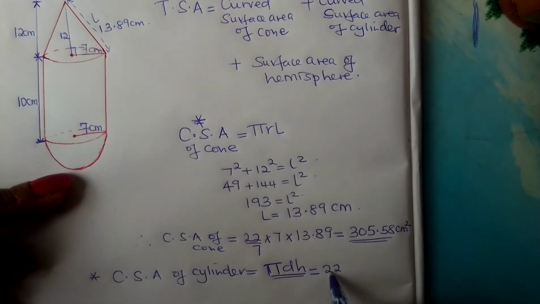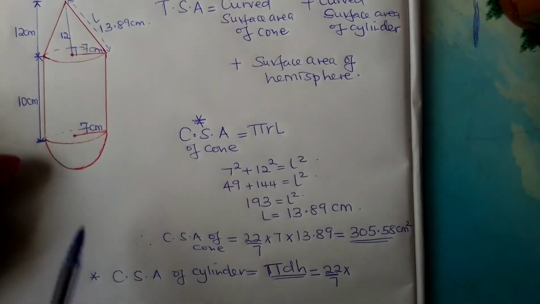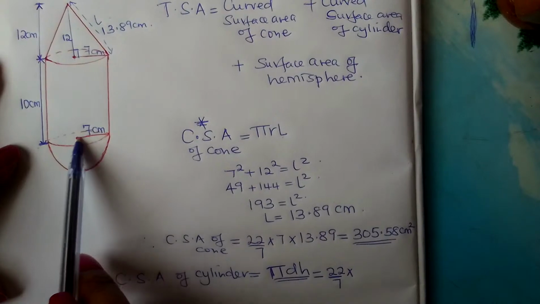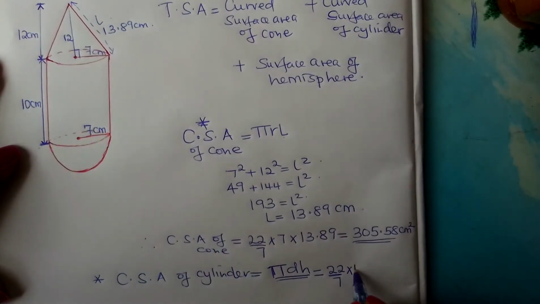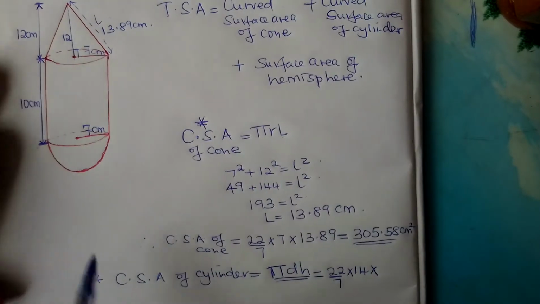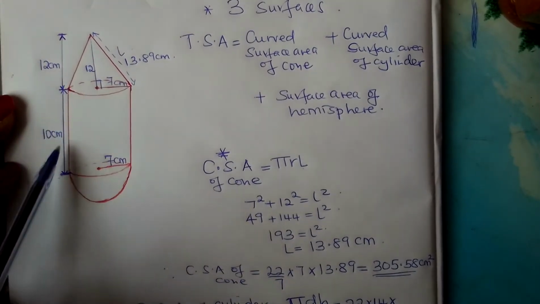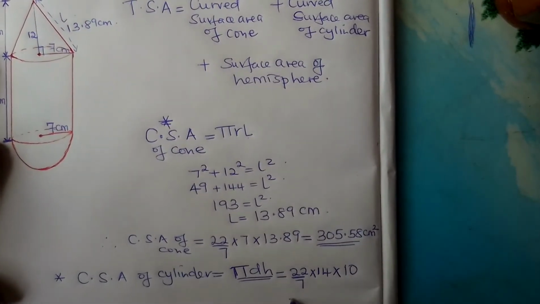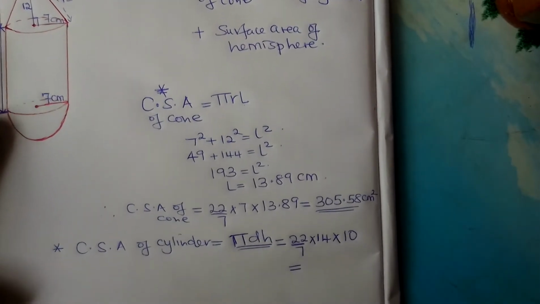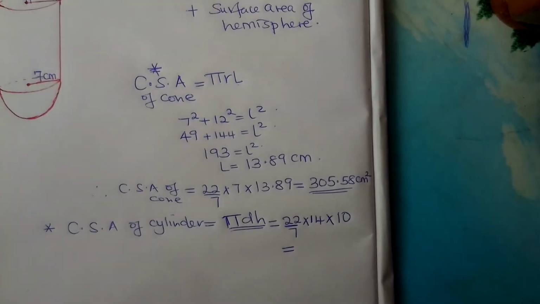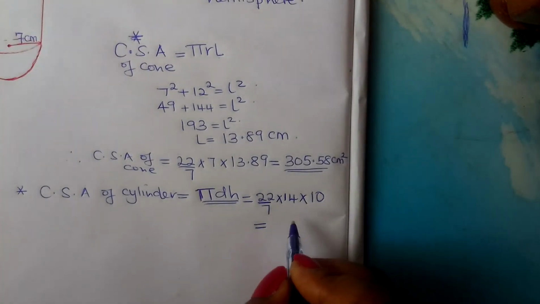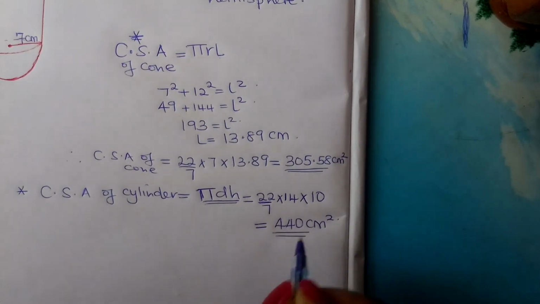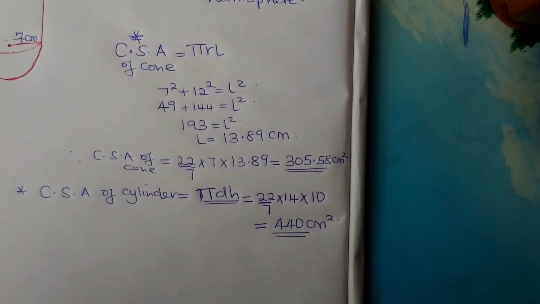Pi, which is 22 over 7, times the diameter. Look at this. The diameter of our cylinder is 14, 7 times 2, 14, times the height of our cylinder. The height of our cylinder, learner, is 10. You come and fix your 10 there. So that gives you what? If you use a calculator here, you would get 440 centimeters squared. Good. So that is the curved surface area of our cylinder.